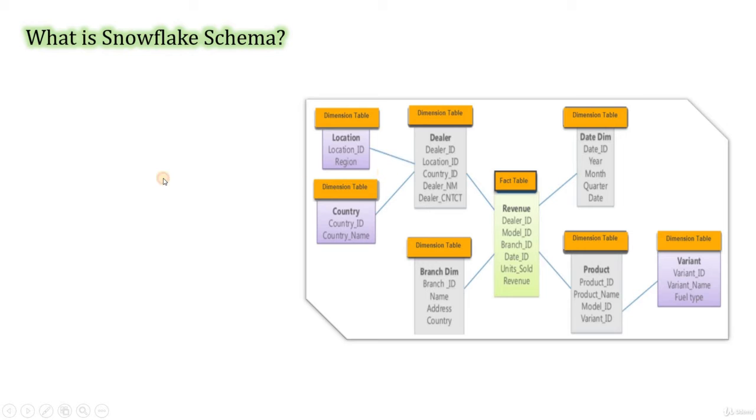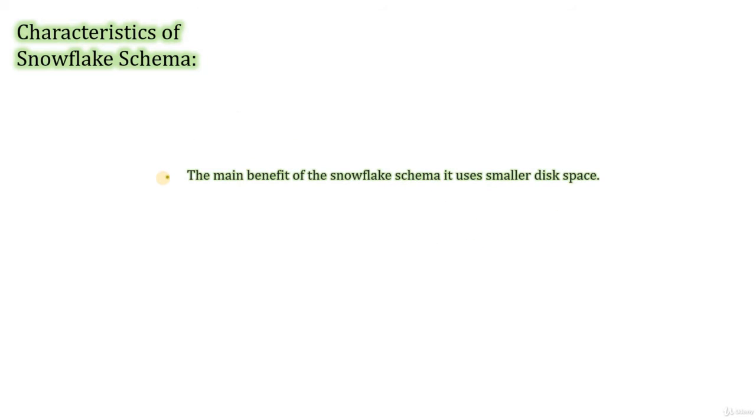All right, so let's move on with what are the different characteristics of Snowflake schema. The main benefit of Snowflake schema is that it uses smaller disk space. This is because data is highly structured, so there is no gap within the data. That's how it consumes a very small disk space. It's easier to implement a dimension that is added to the schema. You can keep adding the new dimension as and when needed. That's why it's easy to implement.